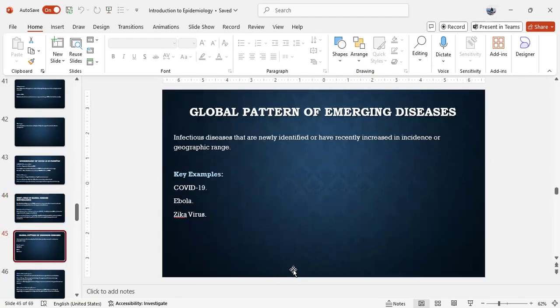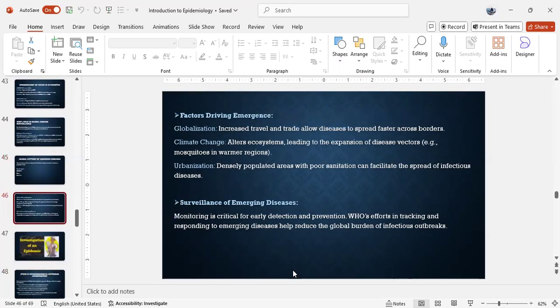Global pattern of emerging diseases. Emerging diseases are infectious diseases that are newly identified or have recently increased in incidence or geographical range. Key examples include COVID-19, Ebola, and Zika virus. Factors driving emergence: first of all, globalization. Increased travel and trade allow disease to spread faster across borders. Then there is climate change, which alters ecosystems, leading to expansion of disease vectors, for example mosquitoes in warmer regions. And then urbanization. Densely populated areas with poor sanitation can facilitate the spread of infectious diseases.